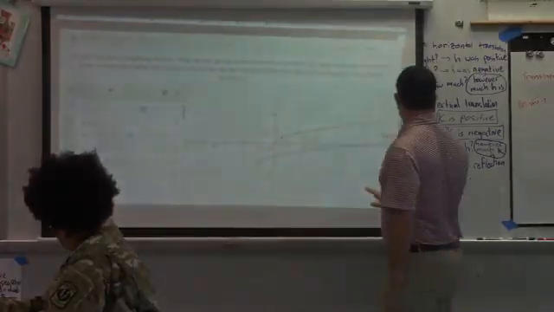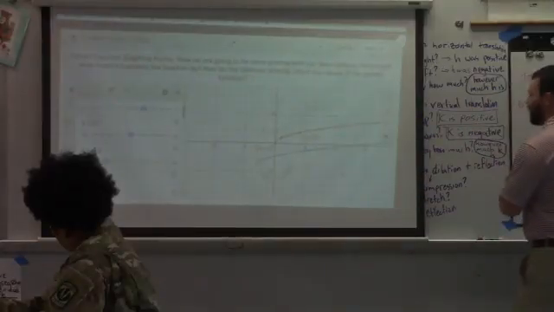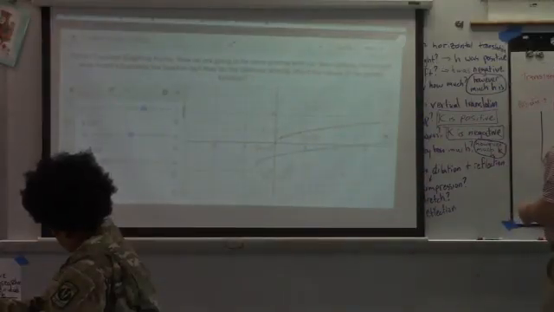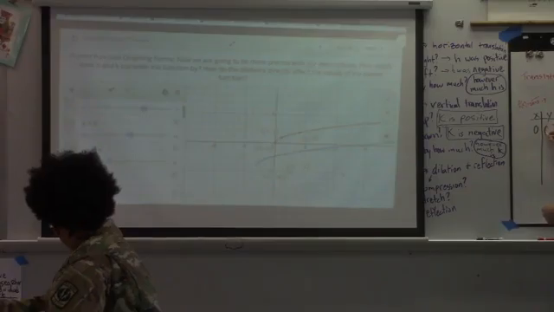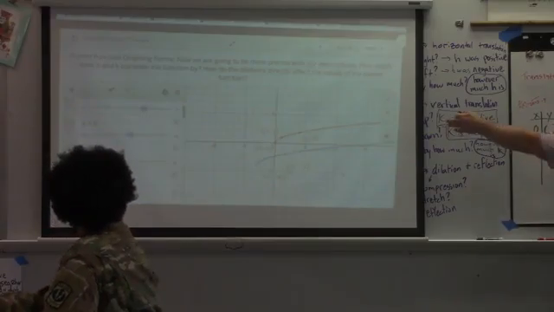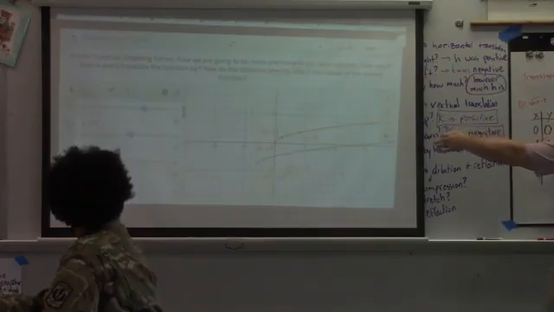Okay. Right here, I need us to look at this point. I'm going to make a table of this in a second. So what was my parent function? The square root of x. What were the points? 0, 0; 1, 1; 4, 2.